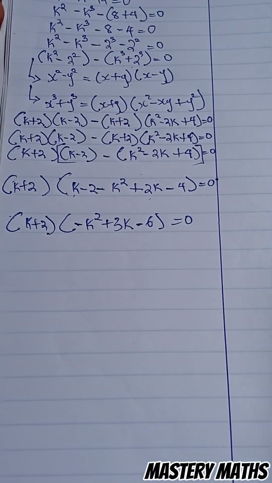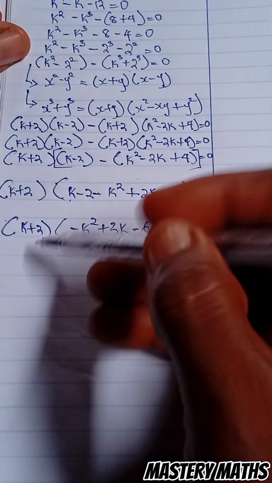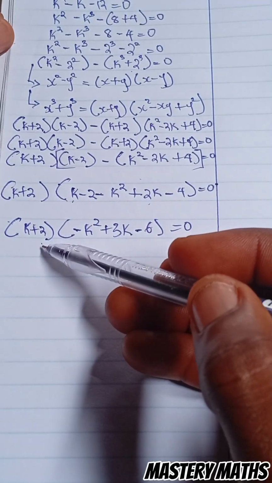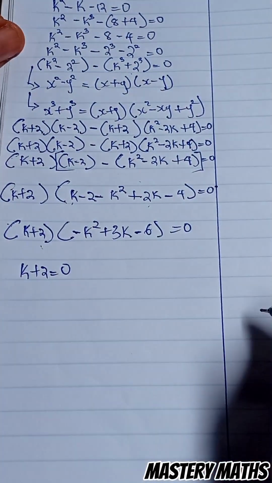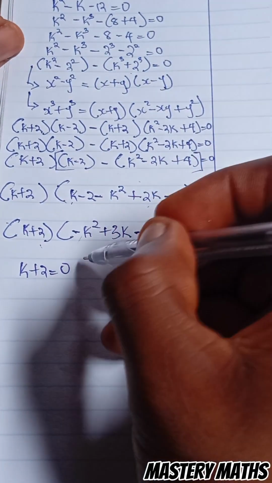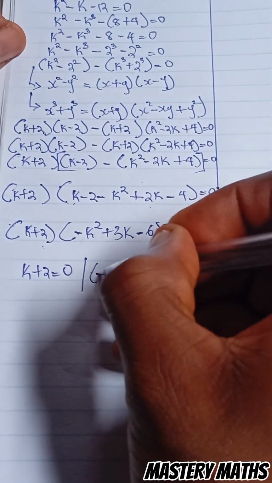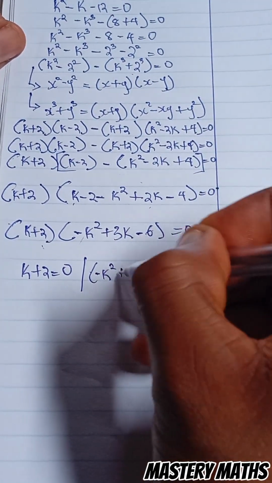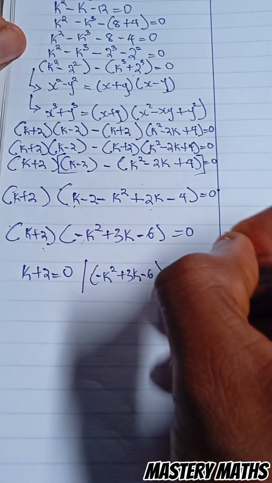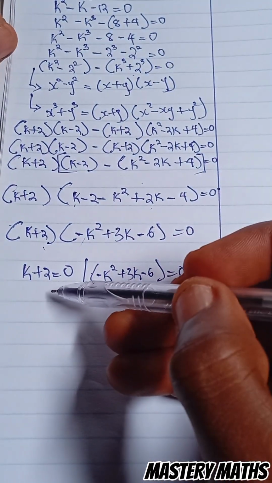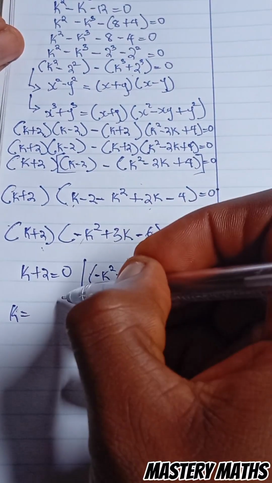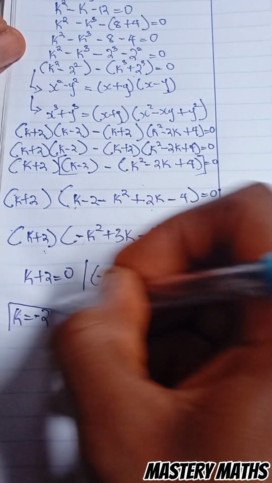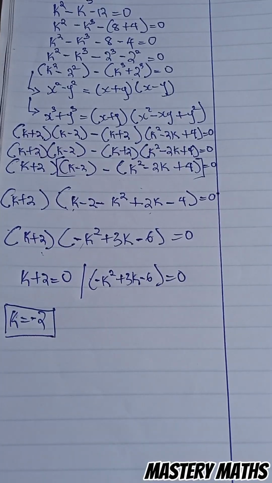Now, what should be the next thing we do? First, if you watch, the factor of this has already been gotten, in which you have k plus 2 equal to 0. Then we have the other one, which is your minus k squared plus 3k minus 6 equal to 0. Now, let's first work on this. To work on this, you have your k is equal to, when this 2 comes over, it becomes minus 2. We've gotten the first k, which is minus 2.